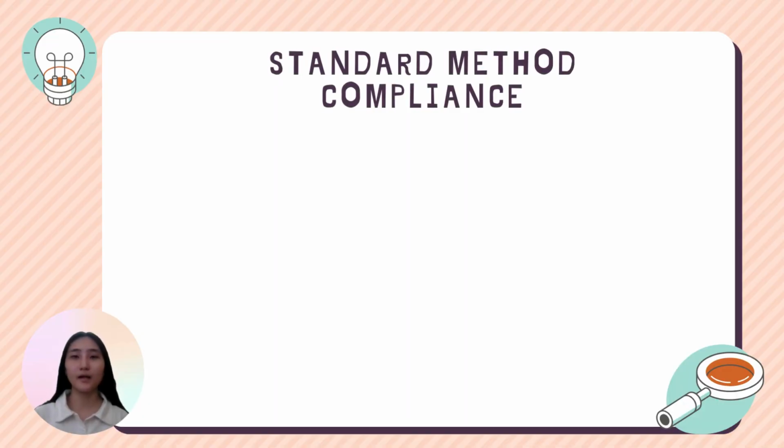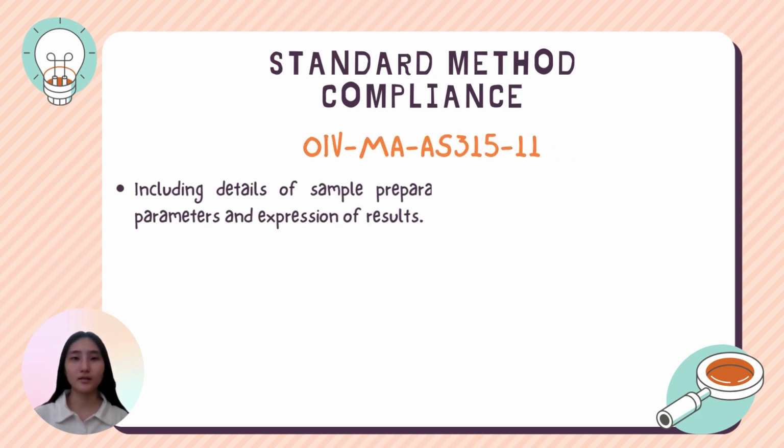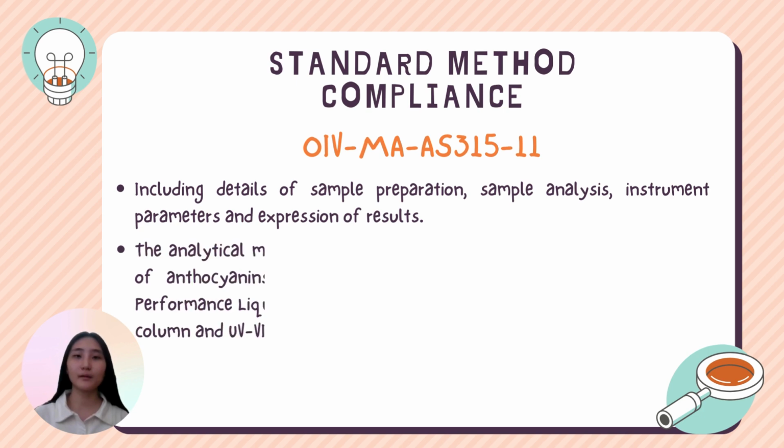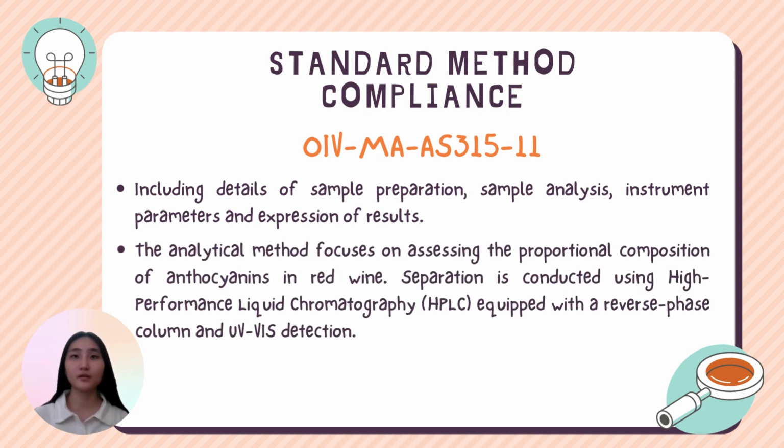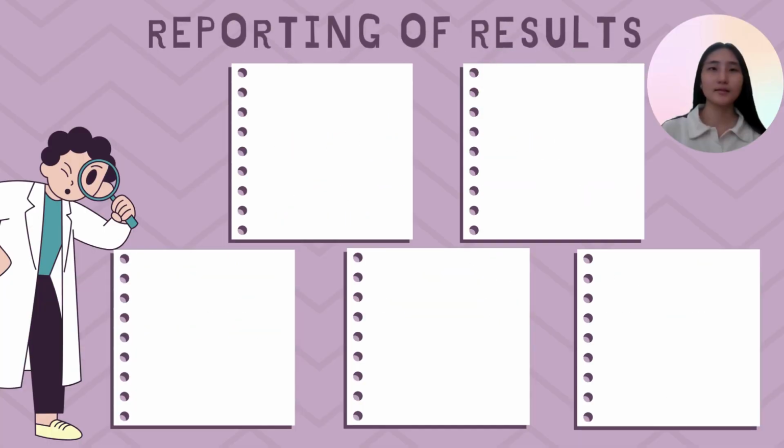Next, the standard method that complies with our analyte during analysis is OIV-MA-AS315-11. It includes details such as sample preparation, sample analysis, instrument parameters, and expression of results. The analytical method focuses on assessing the proportional composition of anthocyanins in red wine. In this standard method, separation is conducted using high-performance liquid chromatography, which is HPLC, equipped with a reverse phase column and ultraviolet visible spectroscopy detection.